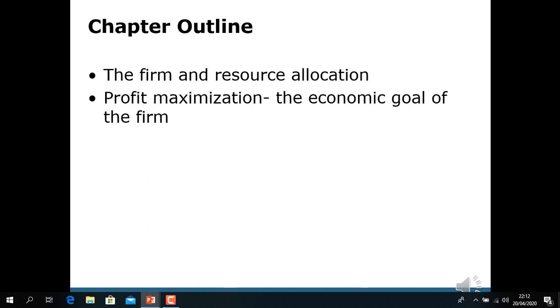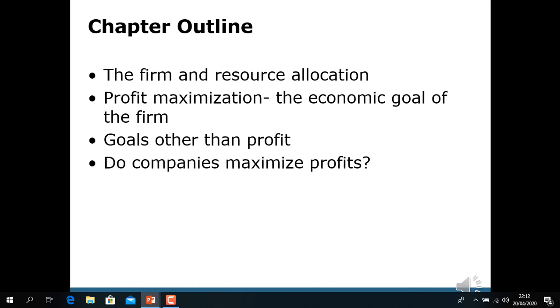And the second one, we will try to explain profit maximization, which is the economic goal of firms, and we will discuss the objective of the company, which is that almost all companies aim to achieve maximum profits. And then goals other than profit. Here we will discuss other goals of the company beside the profit itself. And then, do companies maximize profit? Here, we will discuss how to achieve profit.